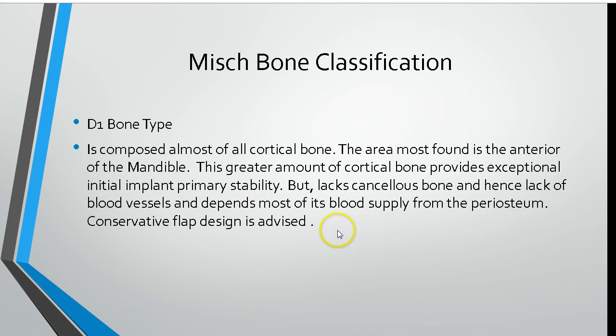So that's the advantage and disadvantage: you do get a strong bone, but there's a compromised blood supply coming from the outside in. That's why we recommend, when you're doing anterior flaps in the mandible, to be conservative, because that's where your primary blood supply is being provided.